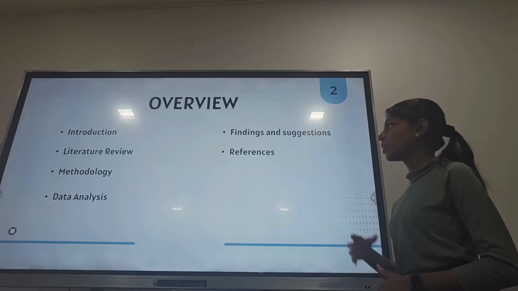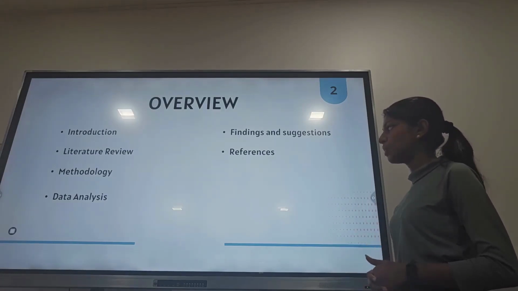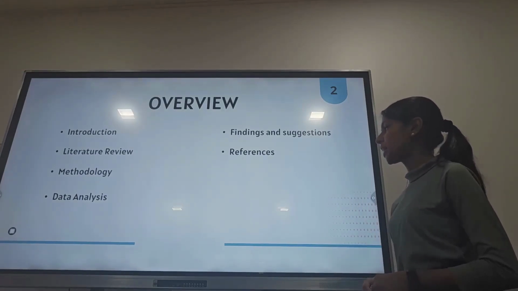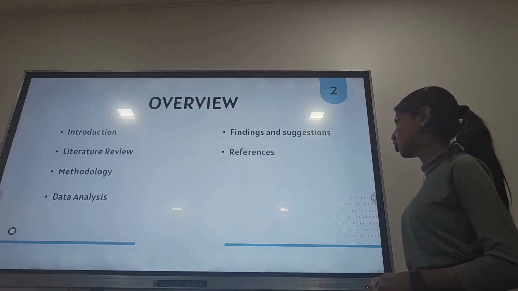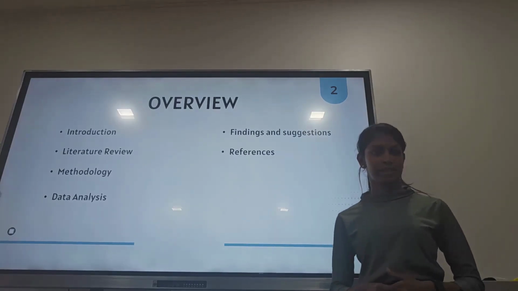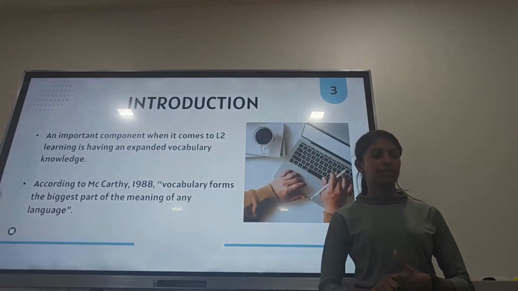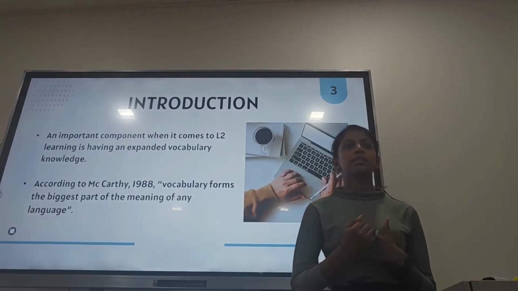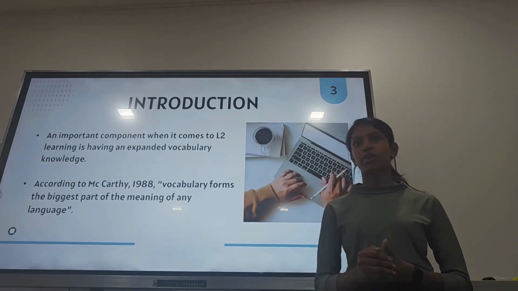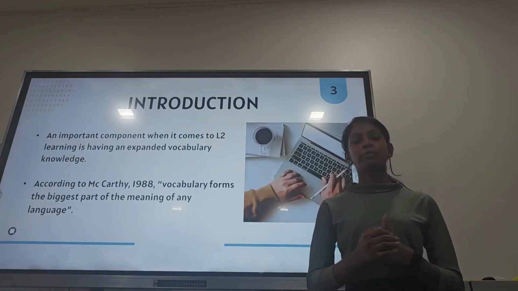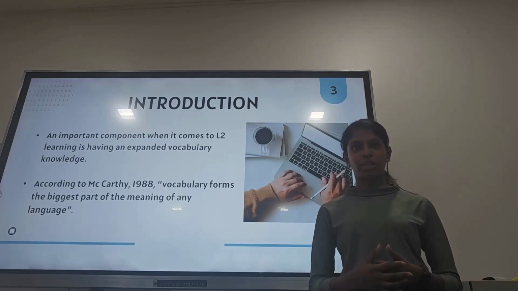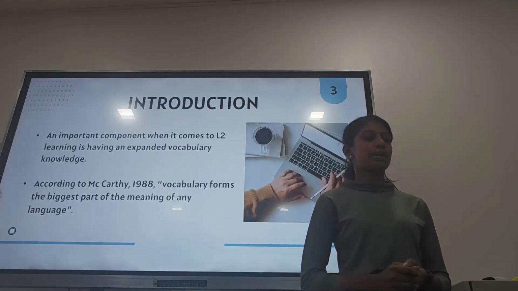I'll be starting with the introduction, and then my literature review, methodology, data analysis, findings and suggestions, and finally my referencing list. Moving on to the introduction, I'll briefly introduce my topic. My topic is based on vocabulary teaching here in Sri Lanka.